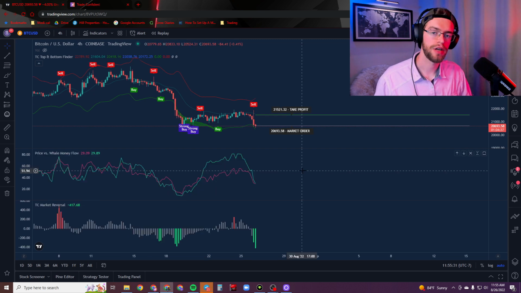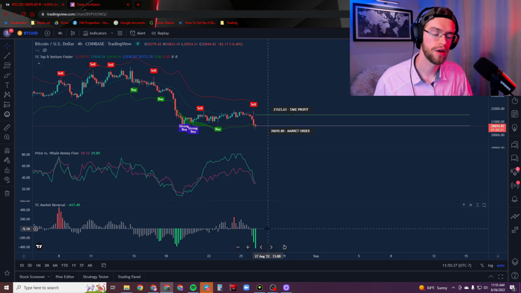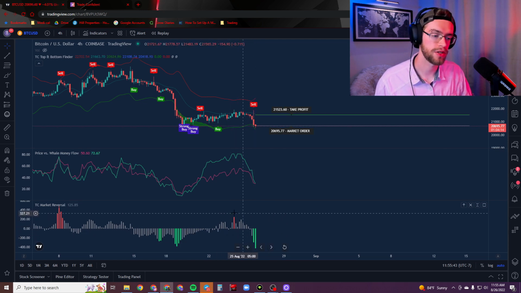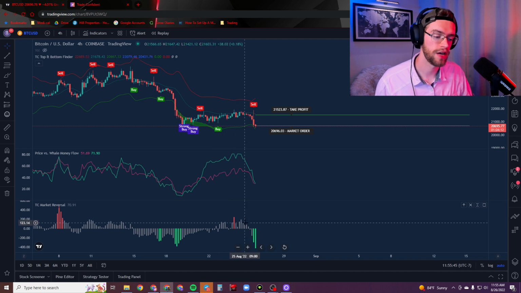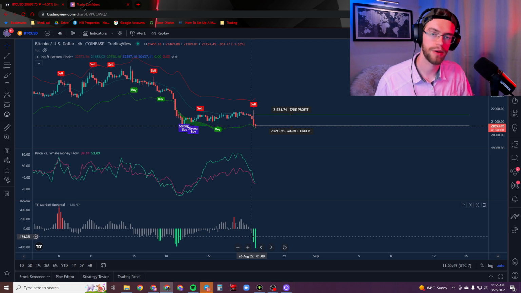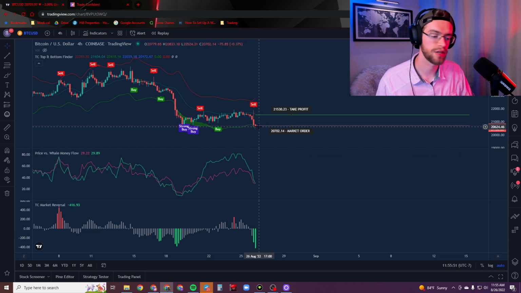If the price is in a liquidity pool similar to right here, this just serves as an even stronger confirmation of a trade. If you want to be absolutely certain, you can throw in another indicator like the TC market reversal indicator. If there are green bars, this indicates a possibility of a strong move up. If there are red bars, this indicates a possibility of a move down. Here, we even have green bars confirming a possible buy signal as soon as it comes up.